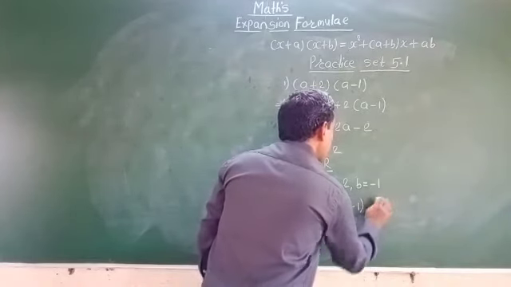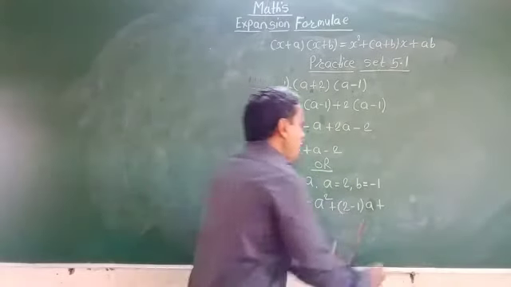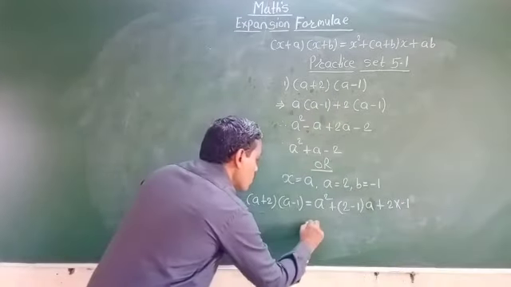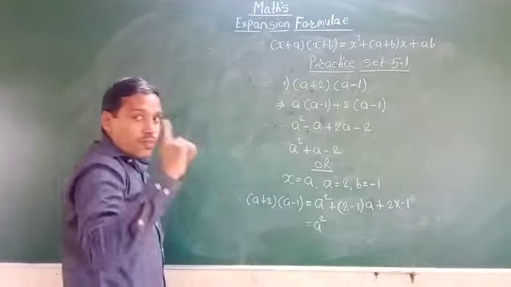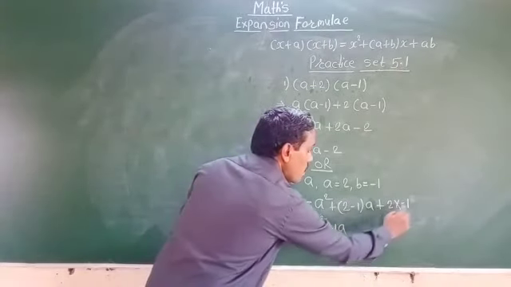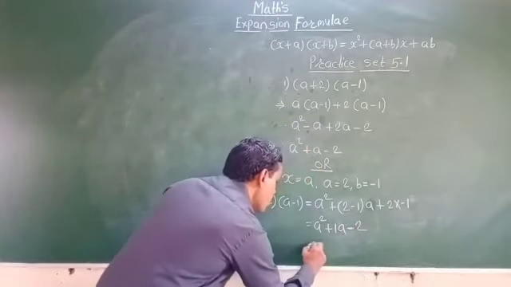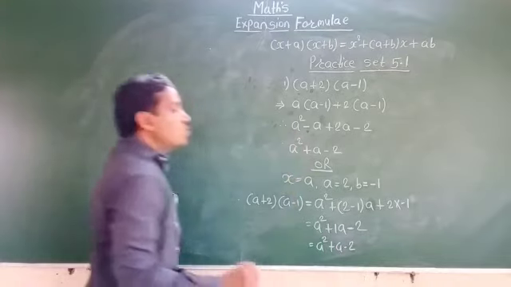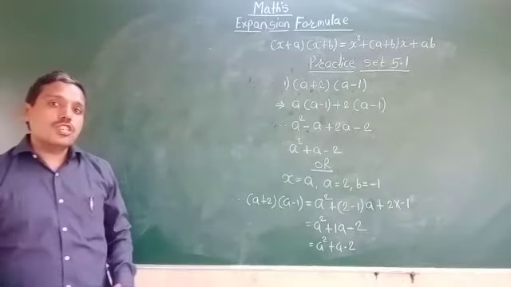Plus a, plus a into b, that is 2 into minus 1. So a square, 2 minus 1 is 1, plus 1a. Plus into minus, minus 2 ones are 2. So therefore a square plus a minus 2.